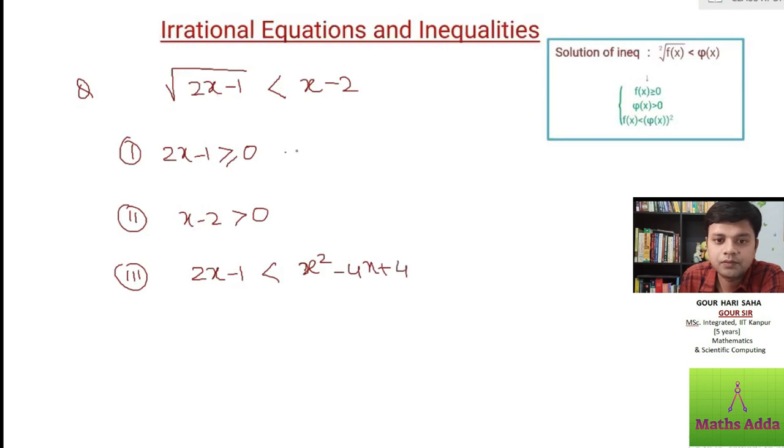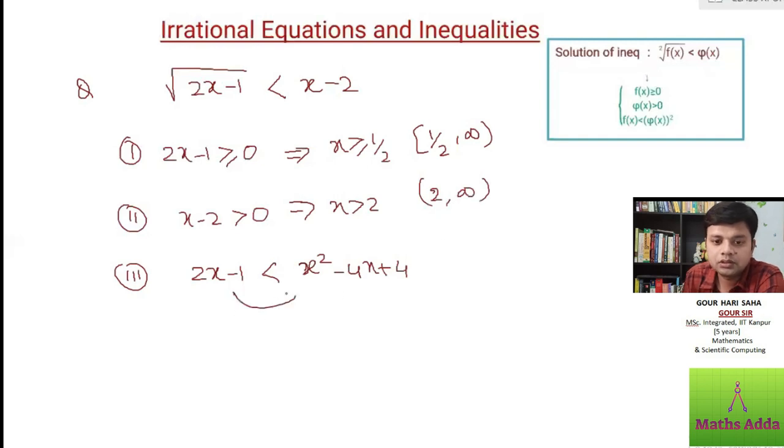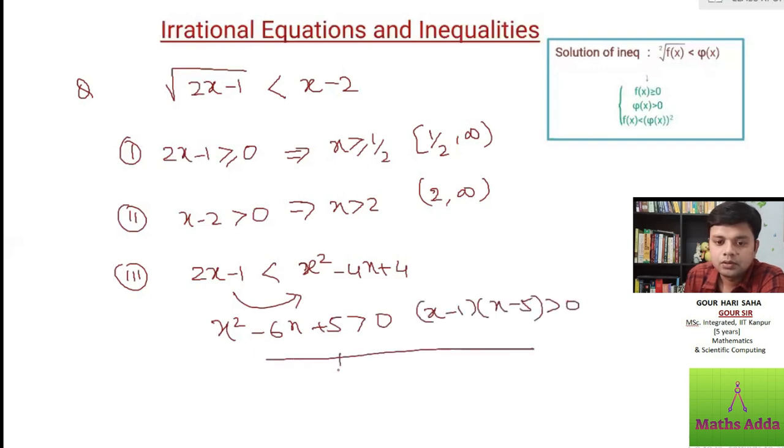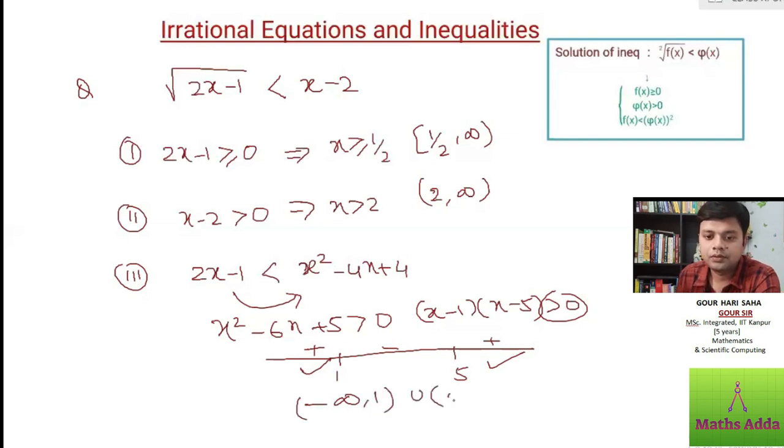Now simplify each of them. This is x greater than or equal to 1 by 2, that is 1 by 2 to infinity. This is x greater than 2, that is 2 to infinity. And this, bring all this term this side. Critical points 1 and 5, plus minus plus. We are looking for greater than 0, positive, positive. Minus infinity to 1 union 5 to infinity.